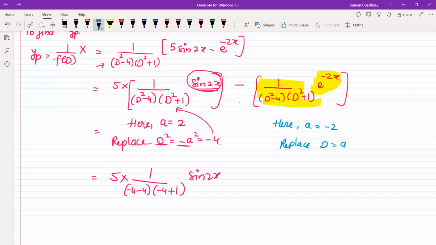And when there is a trigonometric function, what do we do? We replace d square with minus of a square. But when there is an exponential, we replace d with a, provided it should not be 0. So if I put -2 here, in place of d, is it becoming 0? Yes. So what to do now?